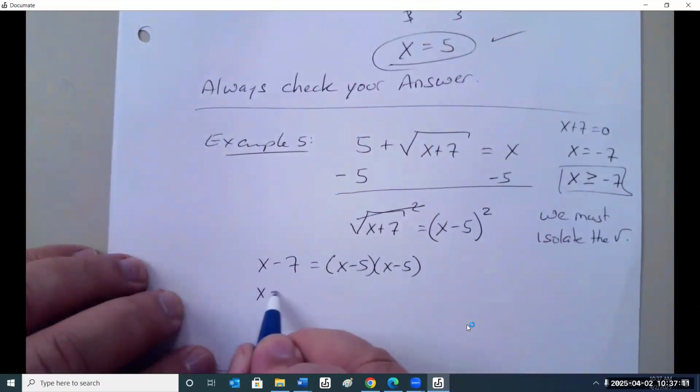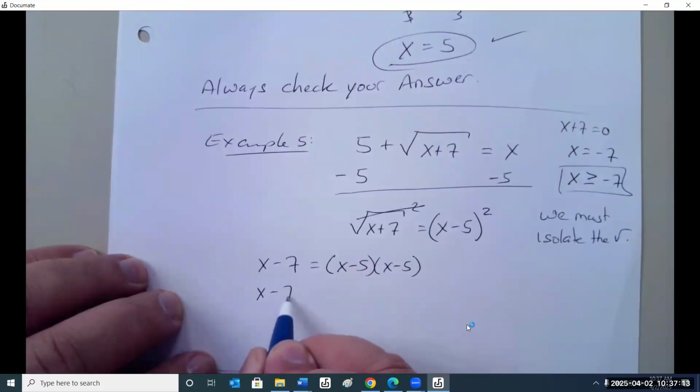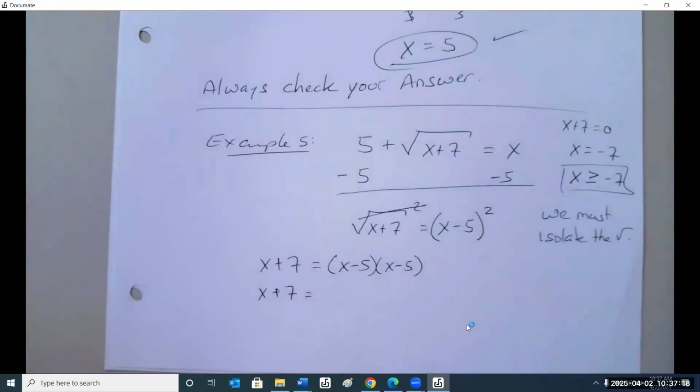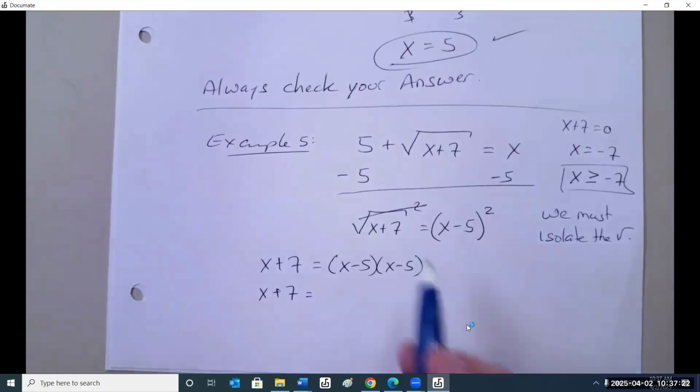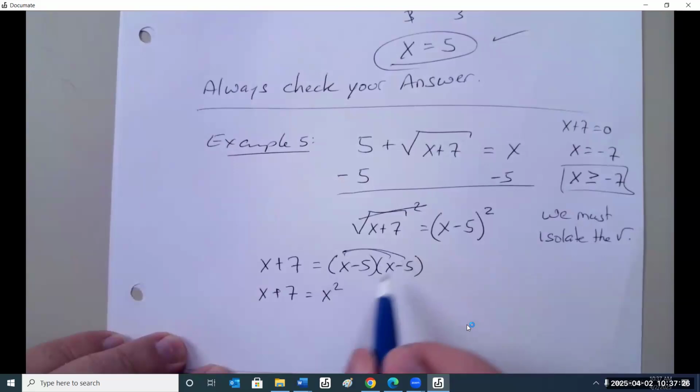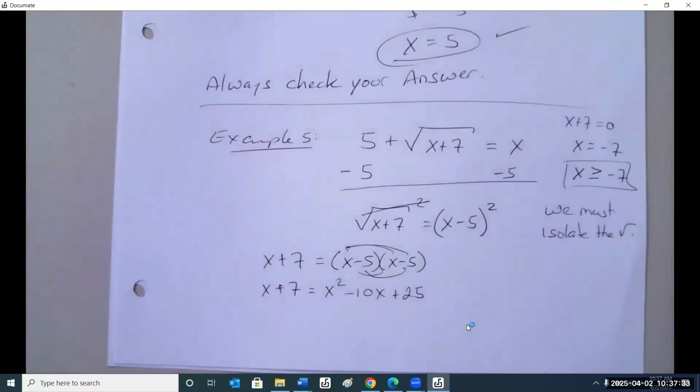Can be plus 7. X plus 7. There's a typo. Now we have to FOIL this other side. So x times x, we get x squared, minus 5 times negative 5 is minus 10x plus 25. I went ahead and did that pretty quick. Hopefully by now everybody knows how to FOIL.